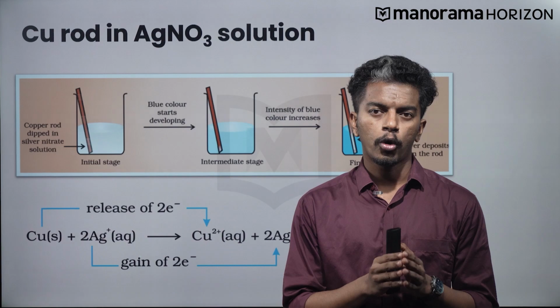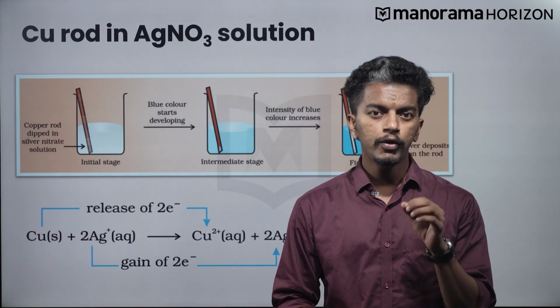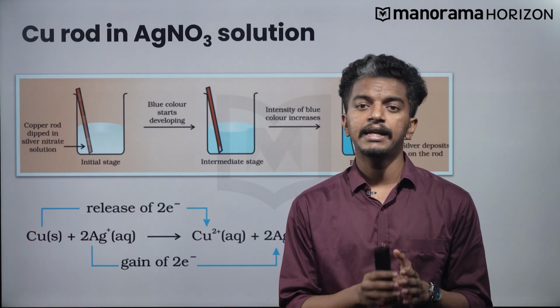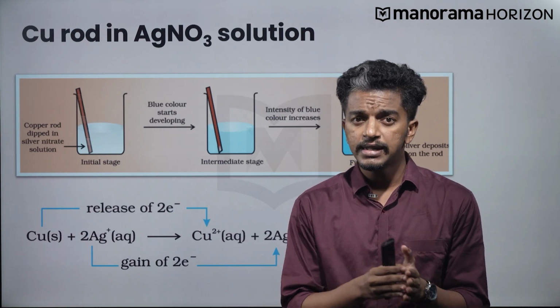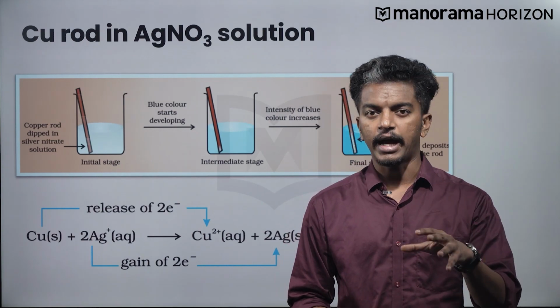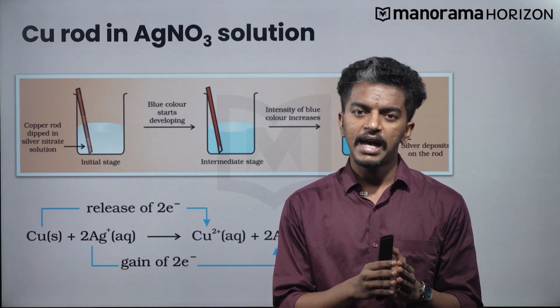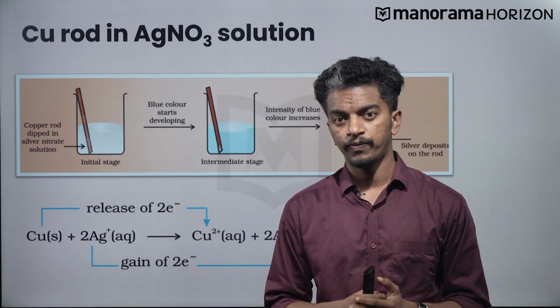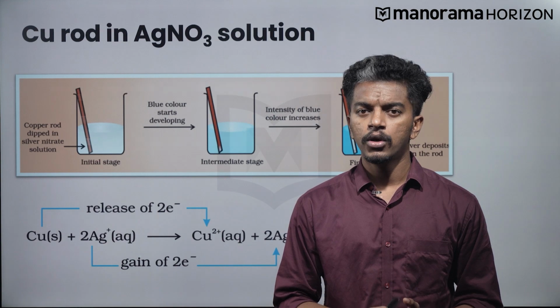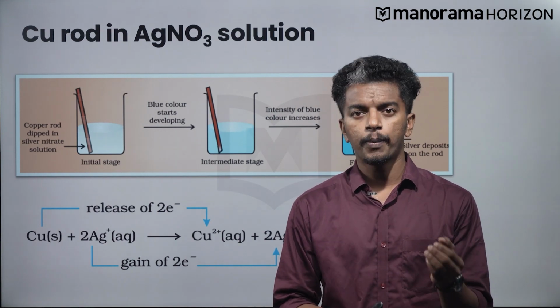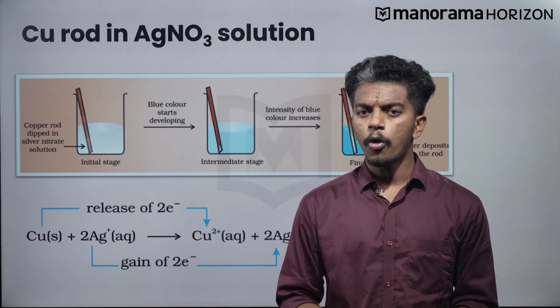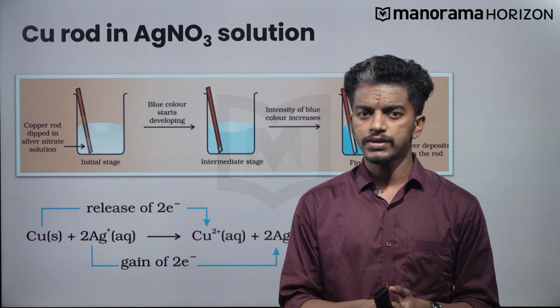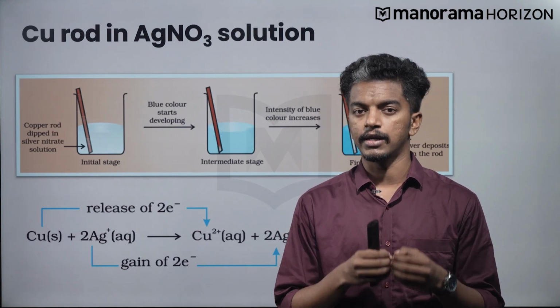However, if you put the copper rod in the silver nitrate solution, you will observe a gradual change in color indicating that Cu2+ ions are released into the solution. At the same time, we could also observe that metallic silver deposits on the copper rod. This overall reaction would be Cu + 2Ag+ gives Cu2+ + 2Ag. Here, copper is oxidized by losing electrons and silver is reduced by gaining electrons.